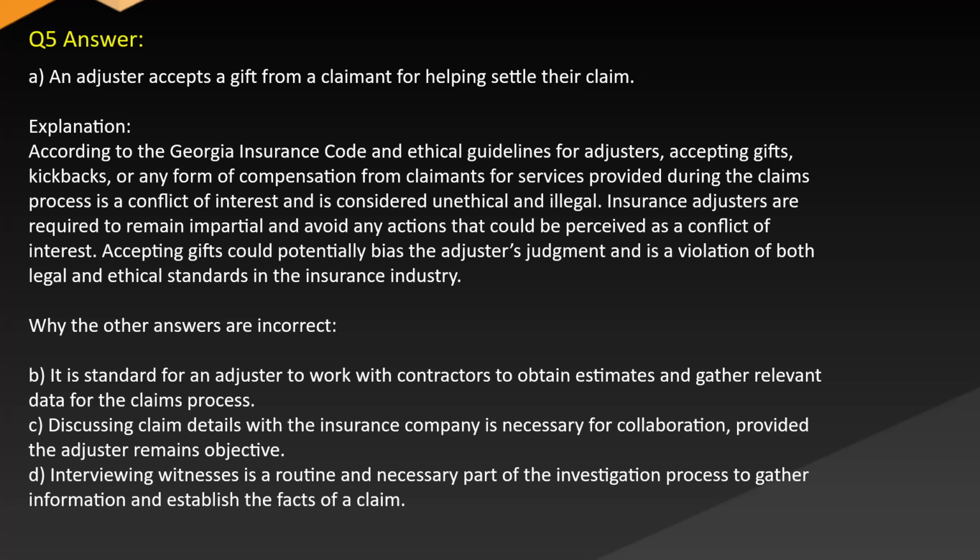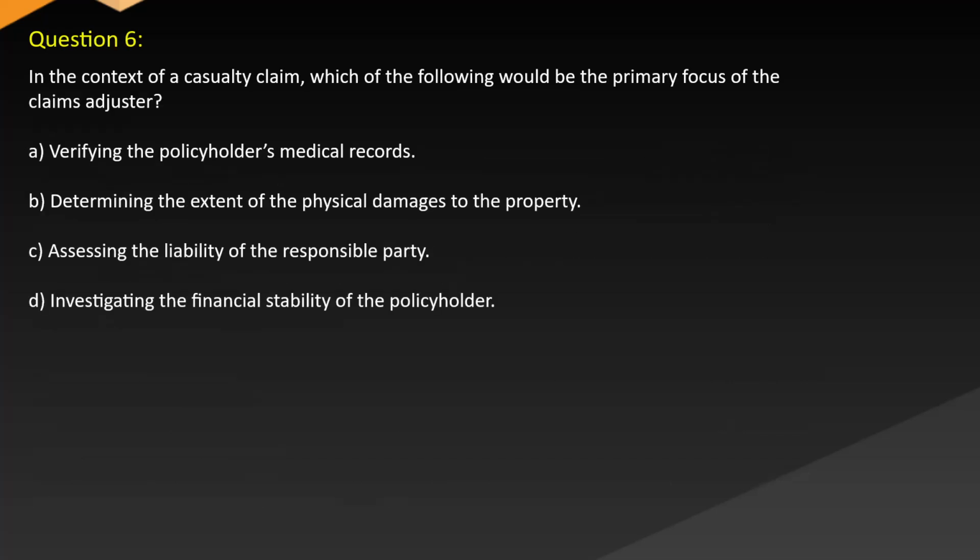Why the other answers are incorrect. B. It is standard for an adjuster to work with contractors to obtain estimates and gather relevant data for the claims process. C. Discussing claim details with the insurance company is necessary for collaboration, provided the adjuster remains objective. D. Interviewing witnesses is a routine and necessary part of the investigation process to gather information and establish the facts of a claim.